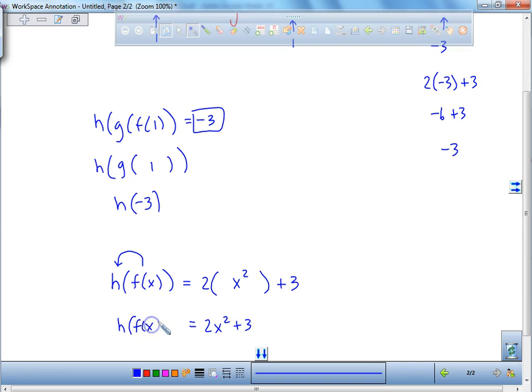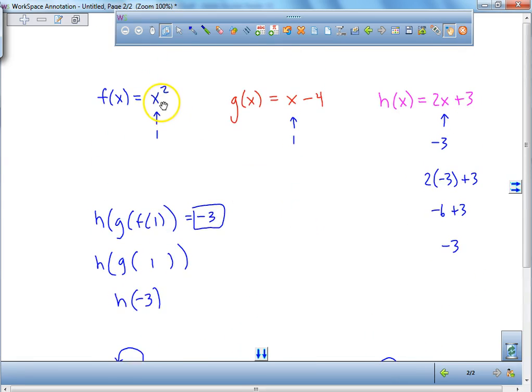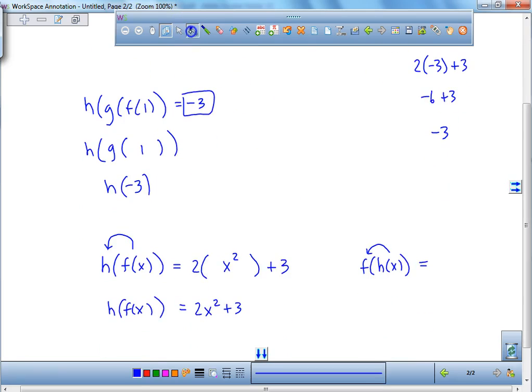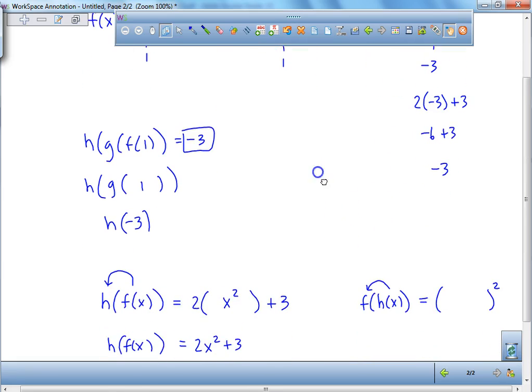Some of them will, not all of them. Okay? So how about this? What if I said, what is f of h of x? This is the last problem, and I'll let you guys begin. So we'll do f of h of x. This will be our last one. So f of x is what? x squared. Okay? So something squared. Well, what is h of x equal to in our particular circumstance? 2x plus 3.